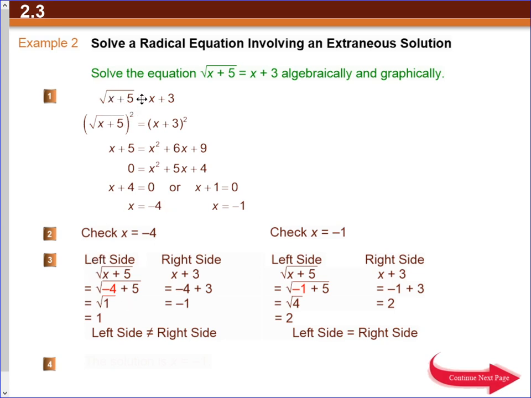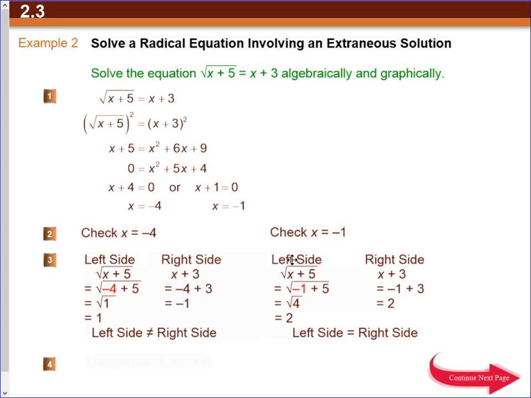Okay. On the right side, we have x plus 3. Negative 4 plus 3 is not equal to 1. It's equal to negative 1. So the left side does not equal the right side. Negative 4, even though it looks like it should be an answer, is not. It's extraneous.